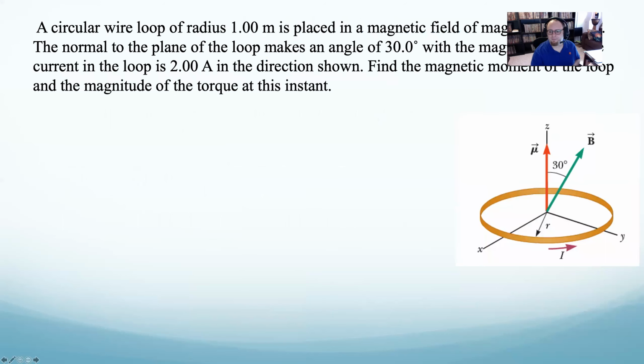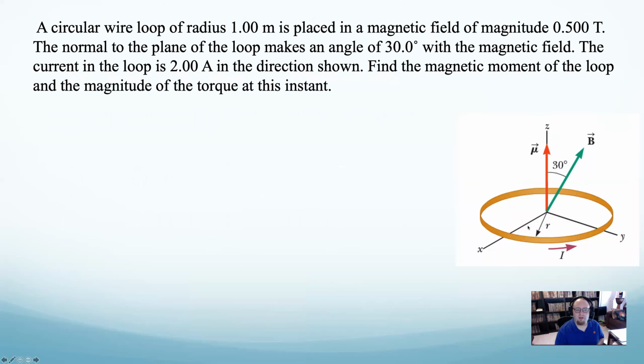So, I've got a circular wire loop of radius 1 meter placed in a magnetic field of magnitude 0.5 Tesla. The normal of the plane of the loop makes an angle of 30 degrees with the magnetic field. The current is 2 amps. What's the magnetic moment and the torque?